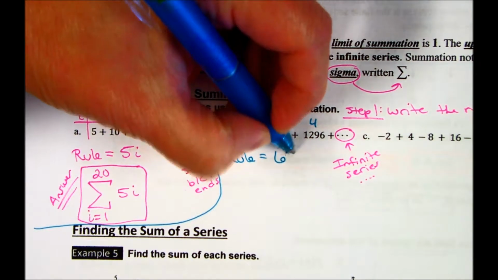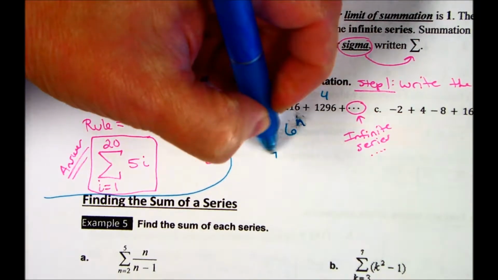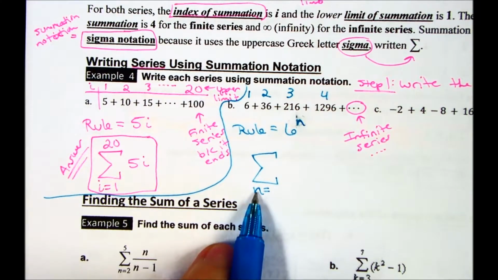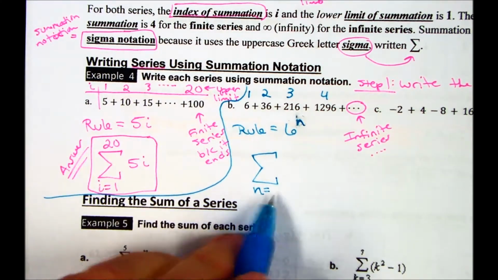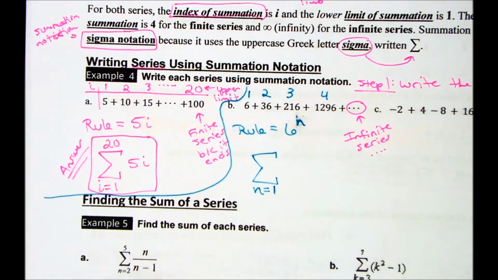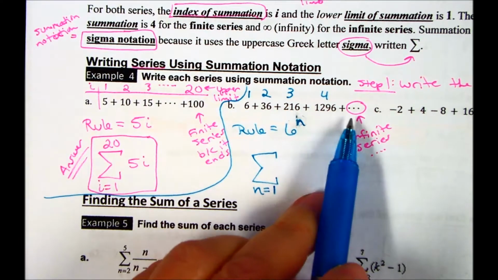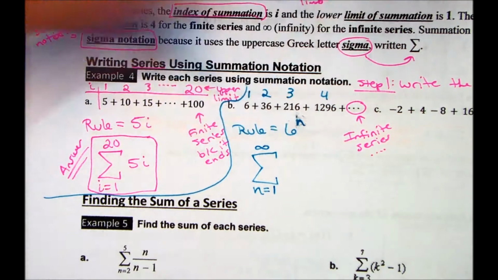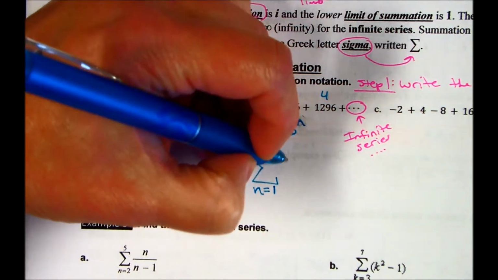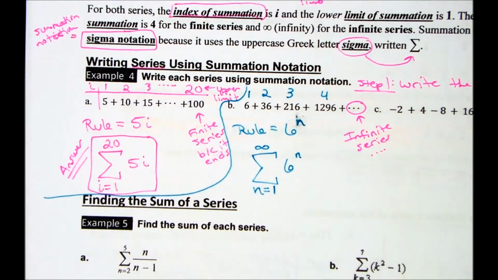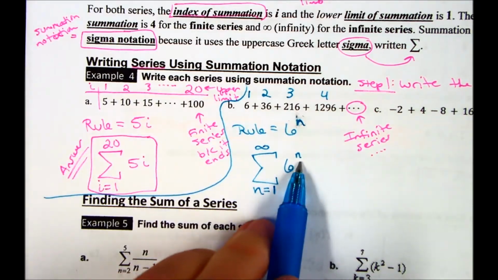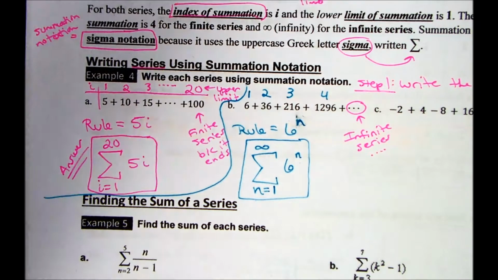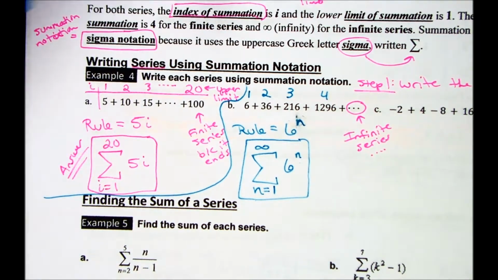So if I decide to use n, I have to make sure I have an n here to match my rule. Again, my lower index is 1, and my upper index, since it's continuing forever and ever, there is no end, it's going to be infinity. And then my rule, 6 to the n power. Again, make sure your variable matches both places. And that's my summation notation.